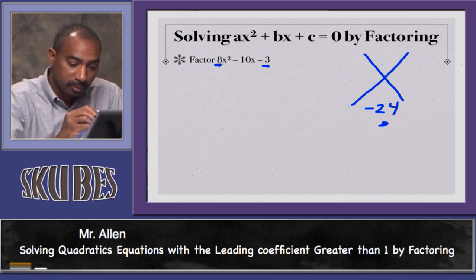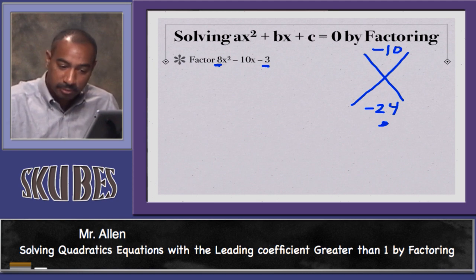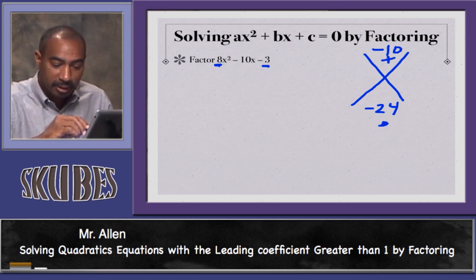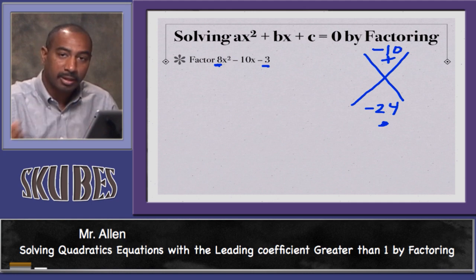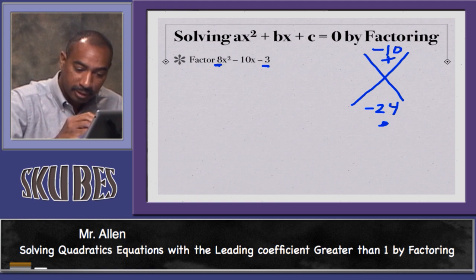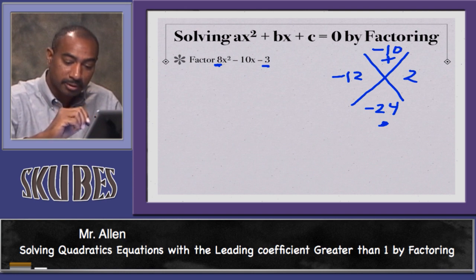I'm going to put negative 10 up here. So think to yourself, what two terms multiply to negative 24, but at the same time add up to negative 10? And it turns out that negative 12 and 2 do this. Negative 12 times 2 is negative 24. But you add these two, you get negative 10.